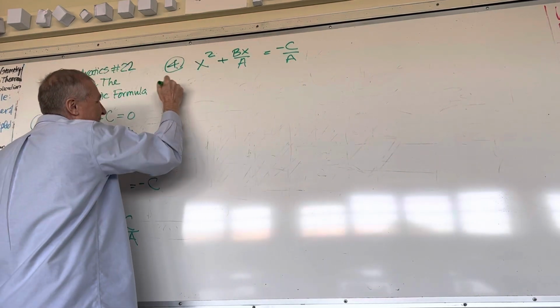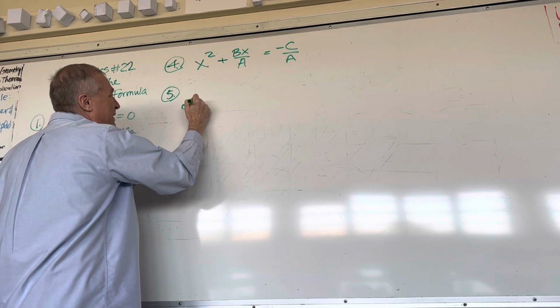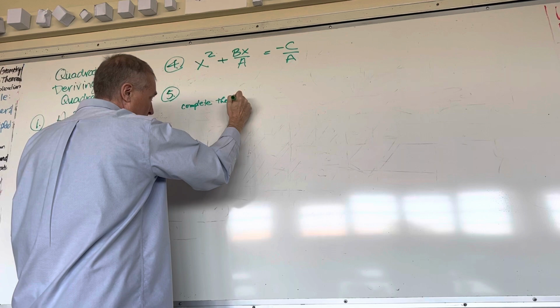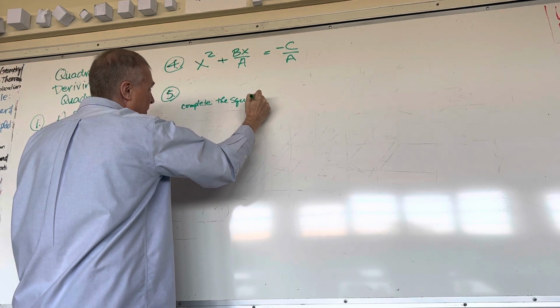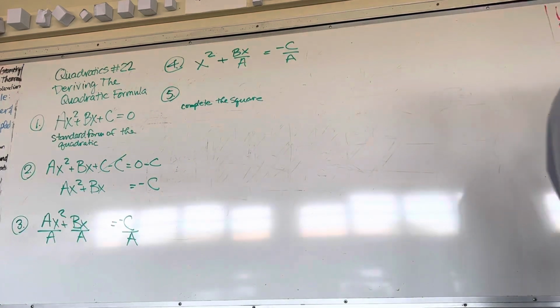Step 5, we're going to complete the square. Everybody say, all right, thank you. Complete the square. So if you remember complete the square from a prior lesson, we're going to take the b term, we're going to divide it by 2, and then we're going to square it.